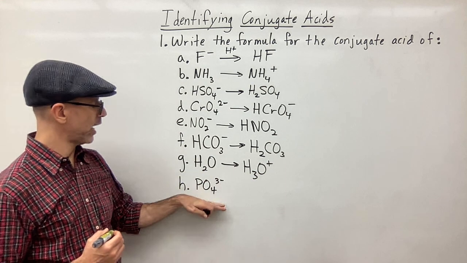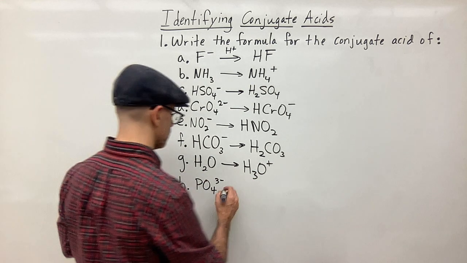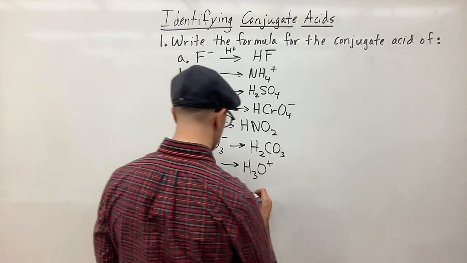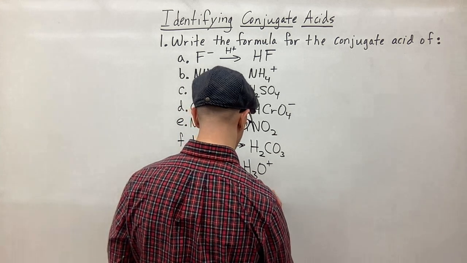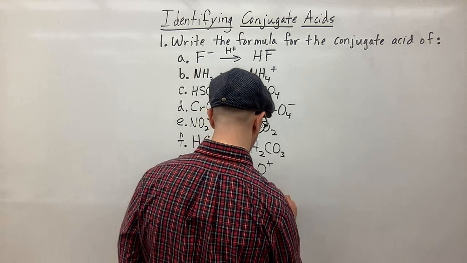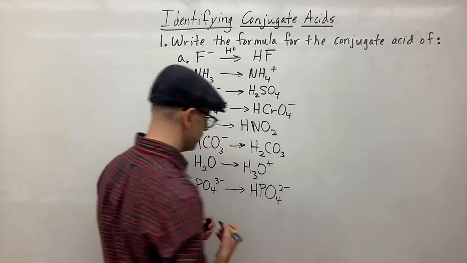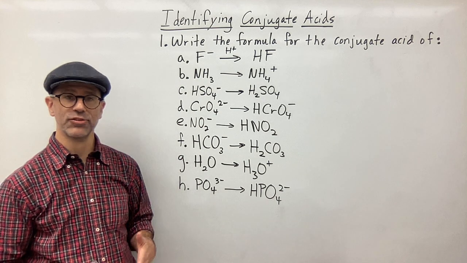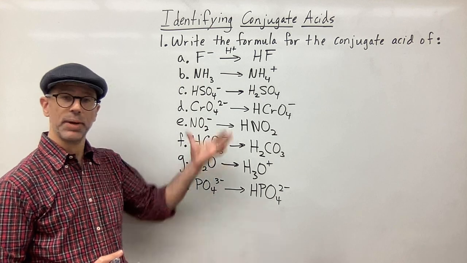And then finally, we have PO4 minus. So that is going to take a hydrogen away from water. And then I add a hydrogen to that formula, and it's HPO4 minus. And so that is how you find the conjugate acid of a given base.